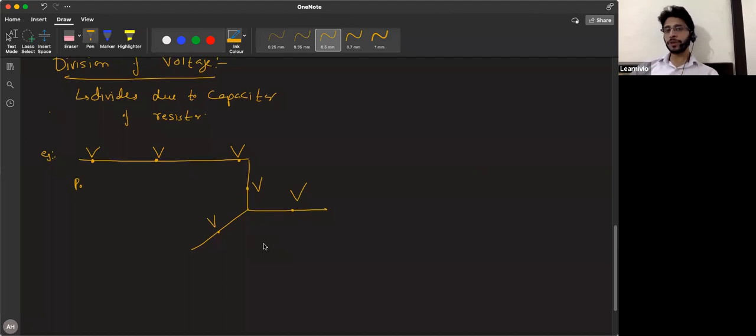Potential will change when you bring a capacitor or resistor. Like in this wire, I'm giving you three points, one point A, another point B, another point C. Will A, B and C have the same potential or different potential?